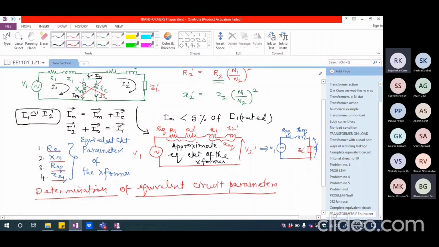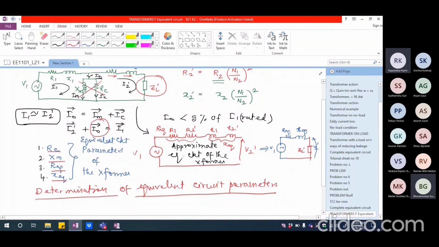And when I am not having any load connected on the secondary side, I'm not going to have any current flowing through this at all. The secondary branch will be open circuited, so there will not be any current. If there is no secondary current, there is no reflected current from the secondary side onto the primary side. So there is only the no load current that is going to be drawn by the transformer. Nothing else is going to be drawn by the transformer.